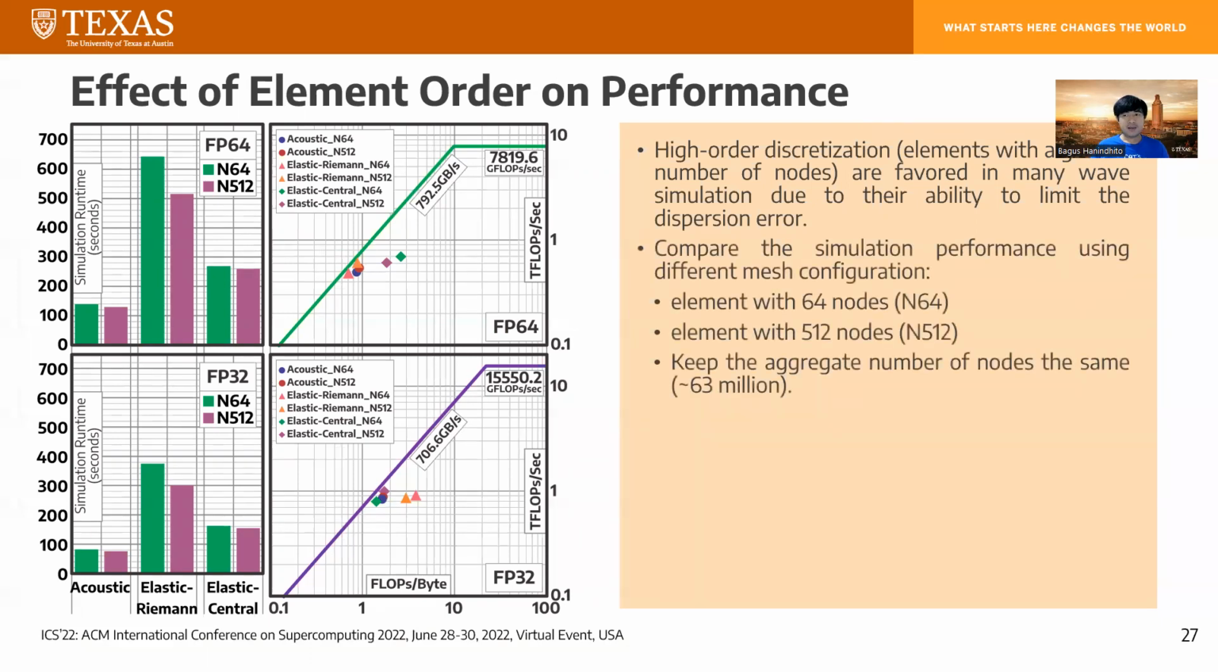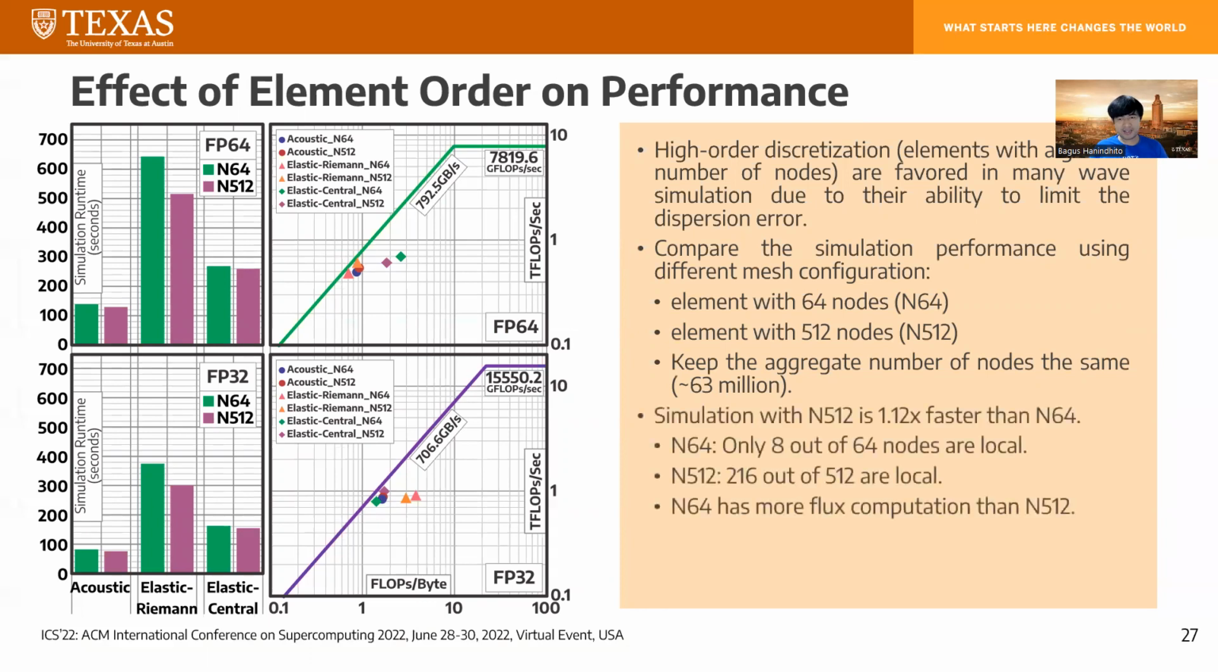So we have two configurations of the mesh, one with elements that have 64 nodes, one with elements that have 512 nodes. We keep the aggregate number of nodes the same, around 63 million. And it is shown that the mesh configuration with elements that have 512 nodes is 1.12x faster than the one with 64 nodes per element.